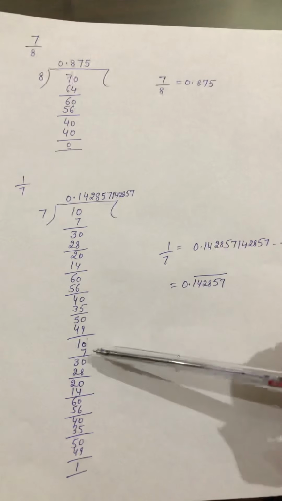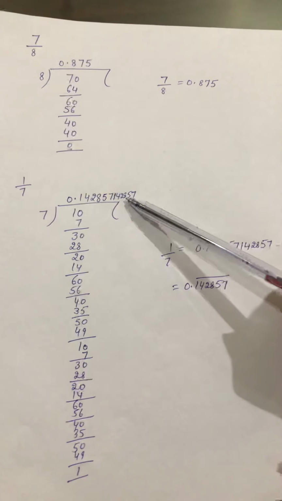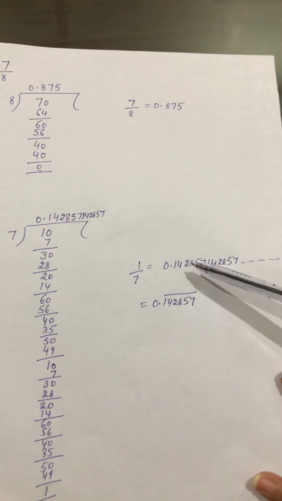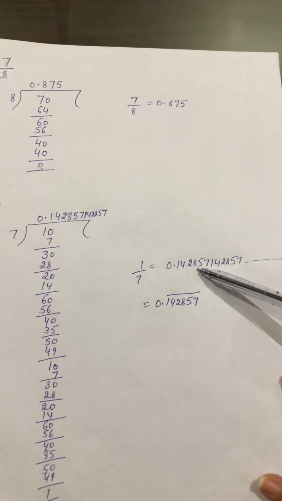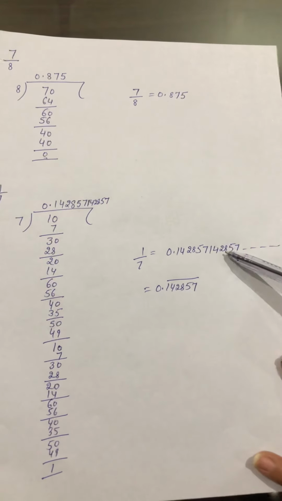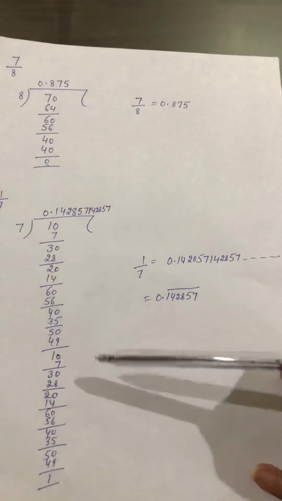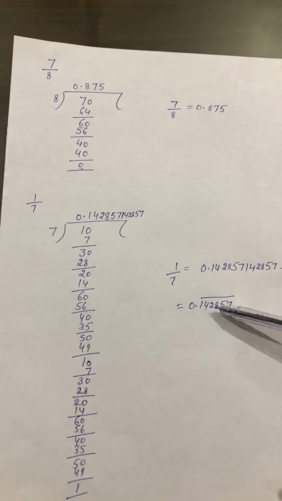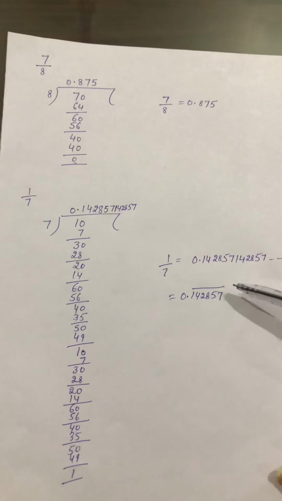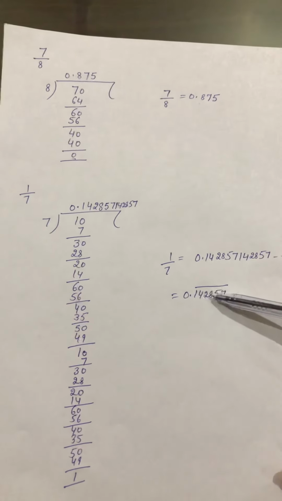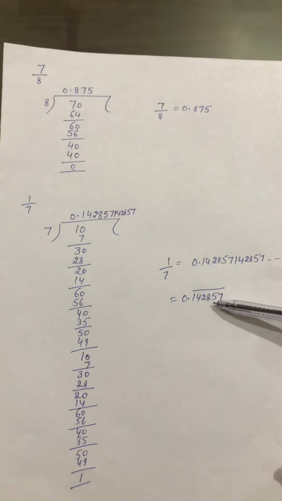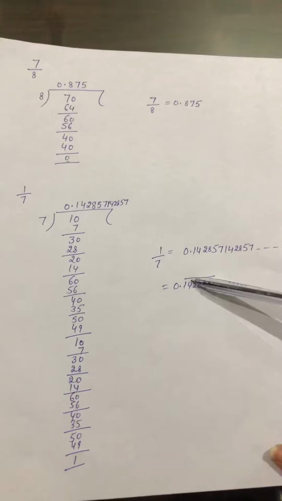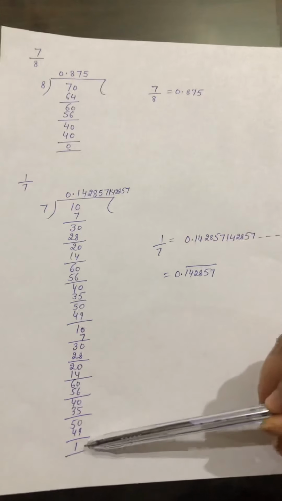This whole process will continue and we will again get 142857. So after dividing 1 by 7, we get the quotient 0.142857, and again if we divide more, we will again get 142857. It means 142857 is coming again and again. The numbers which come again and again, we put a bar on those numbers. So 1 by 7 is equal to 0.142857 bar.